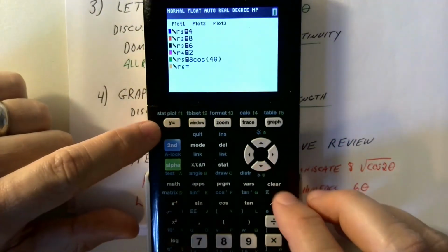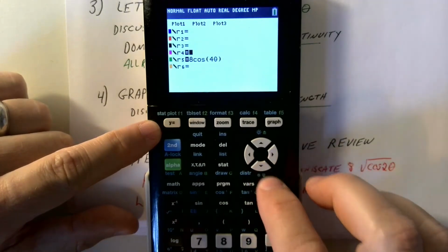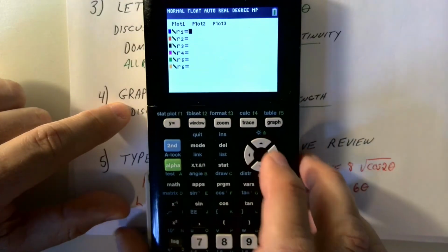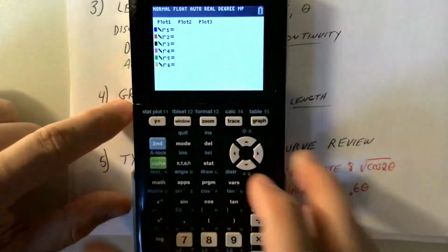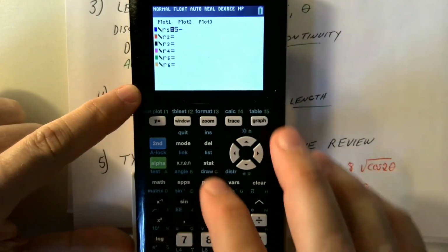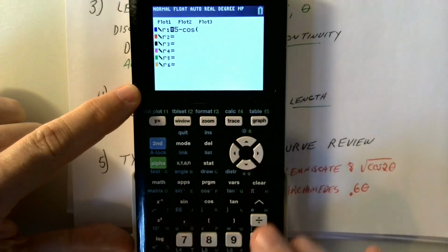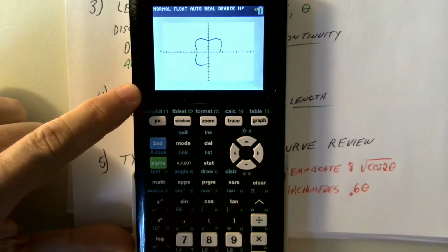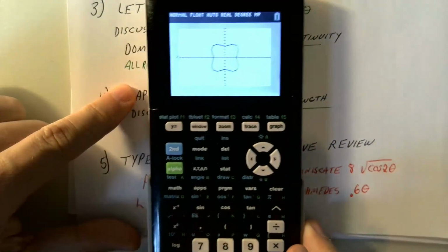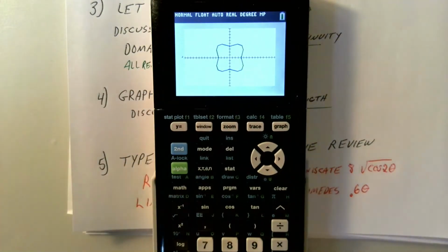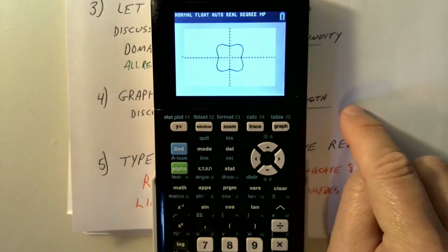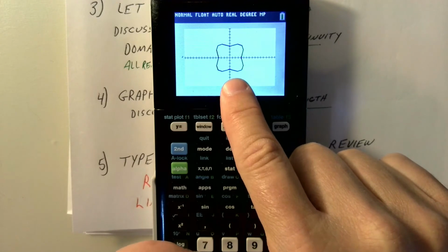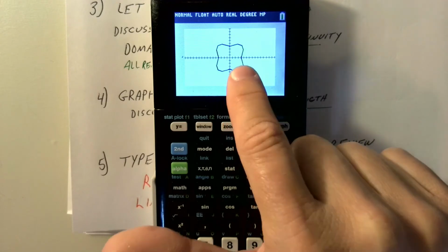Unfortunately, we've got to clear out all of these cool designs, whatever you might have done before. And again, we're going to do 5 minus cosine of 4 theta. And go ahead and hit graph. Like, what the heck is that? Oh, I don't know what that looks like. That looks messed up. And this is where it becomes a little scary in terms of our graphs. Like, does it really look like that?